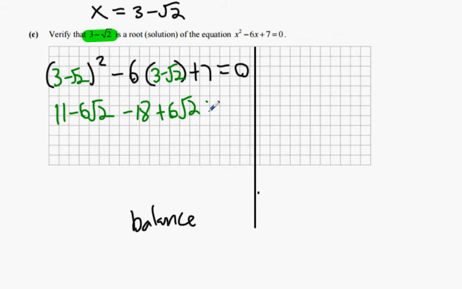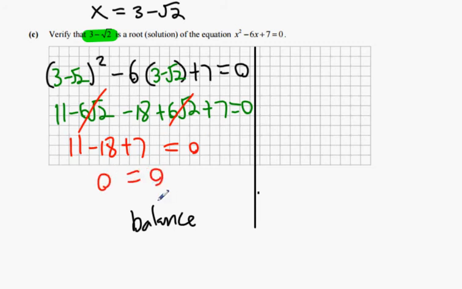And then finally plus 7. What cancels? 6 root 2 cancels with the other 6 root 2. So it's going to be 11 minus 18 plus 7. What can you tell me about 11 minus 18 plus 7? 0. 0 equals 0. It balances.